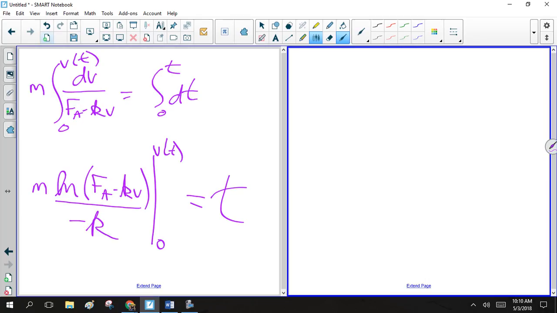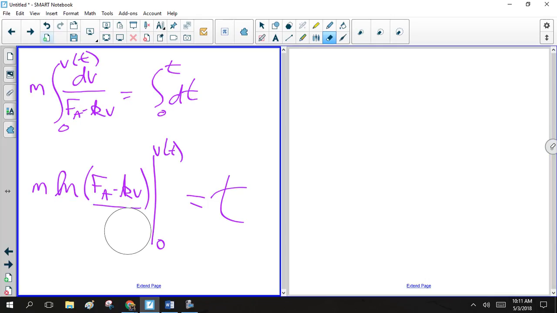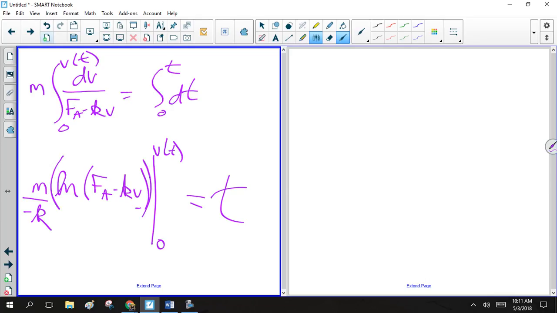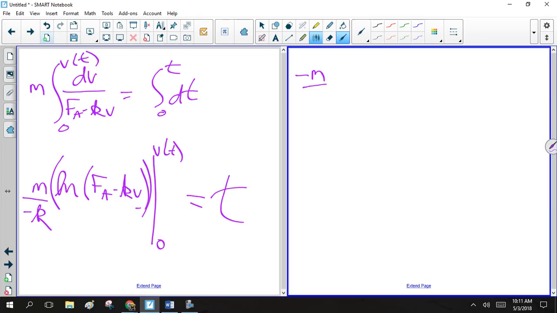All right, now, integrating this mess is kind of a, well, it's a mess. So here is, I think, what I'm going to do. Let's do this. I'm going to move the over negative k to be like this, negative k, and then just do one of these. Does that make sense? All right, so this side of the expression is going to be negative m over k times, let's see, I got to plug in my values. The natural log of force applied minus k v at time t. So that's the top one, right?